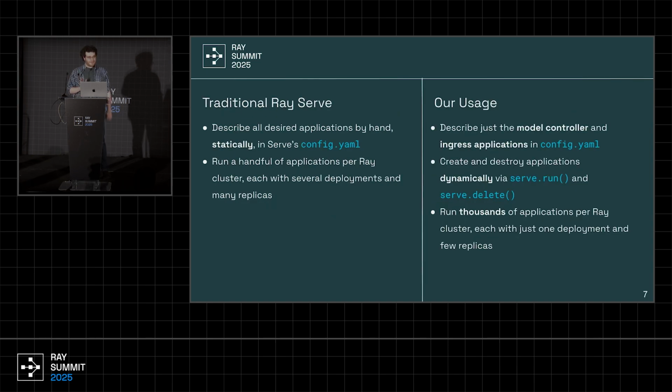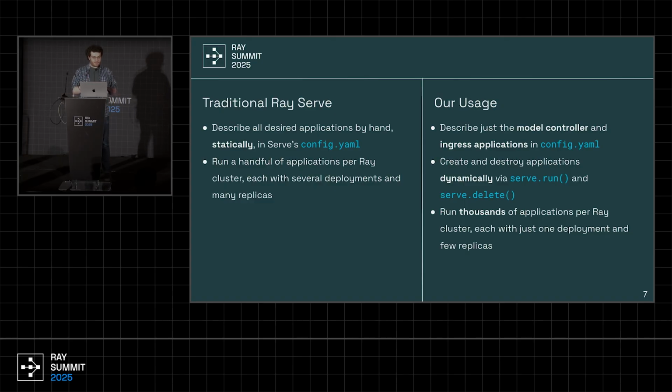Now, you may have realized that this is not what you would get out of Ray Serve if you go read the Ray Serve documentation. What you're going to find is that the tutorials all look something like this. You have a few applications, and each of those applications has a few deployments in it. And you write them all out by hand statically in your serve config.yaml file. If you're using KubeRay, then maybe it goes in the serve config CRD, et cetera.